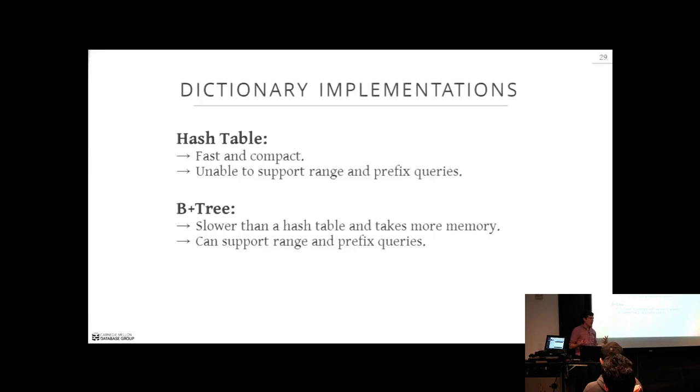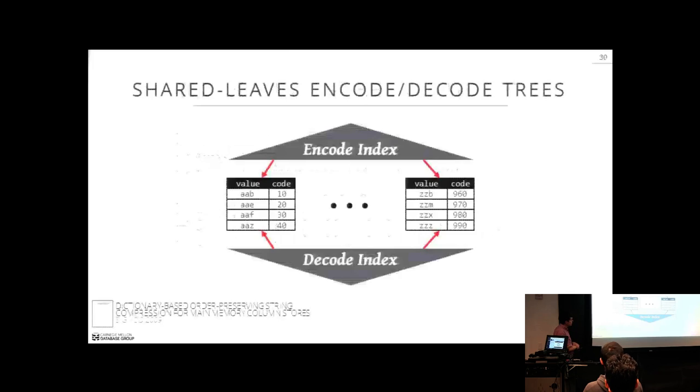But the thing that the guys in the paper did that I think is very novel is that rather than having two completely independent data structures for the encoding and decoding, they allow them to share the leaves of the two trees where most of the data is stored anyway. And that way you can do two-way lookups in either direction. So this is sort of an example of what they were talking about.